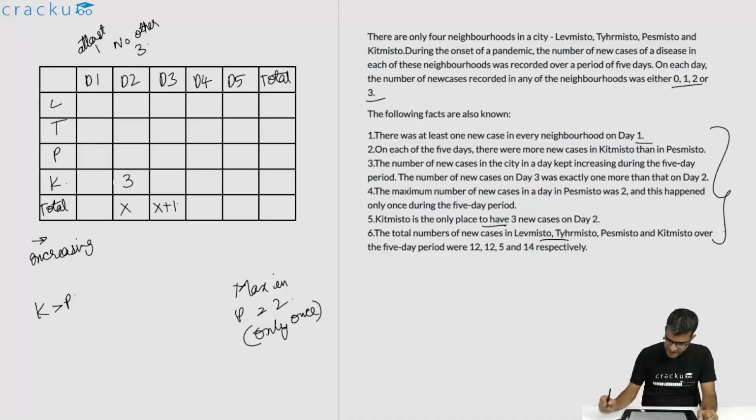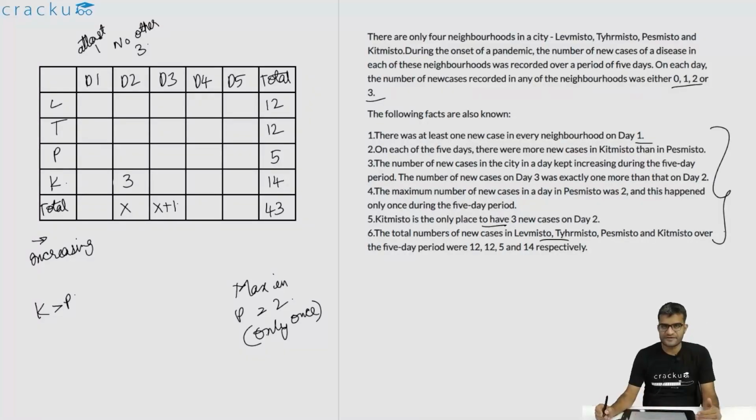The total number of new cases in L, T, P and K over the 5-day period are 12, 12, 5 and 14. So this is 12, this is 12, this is 5 and this is 14. The first thing to do is we can immediately identify the total number of cases in the city during the 5-day period. That will be 12 plus 12 plus 5 plus 14, which is equal to 43.